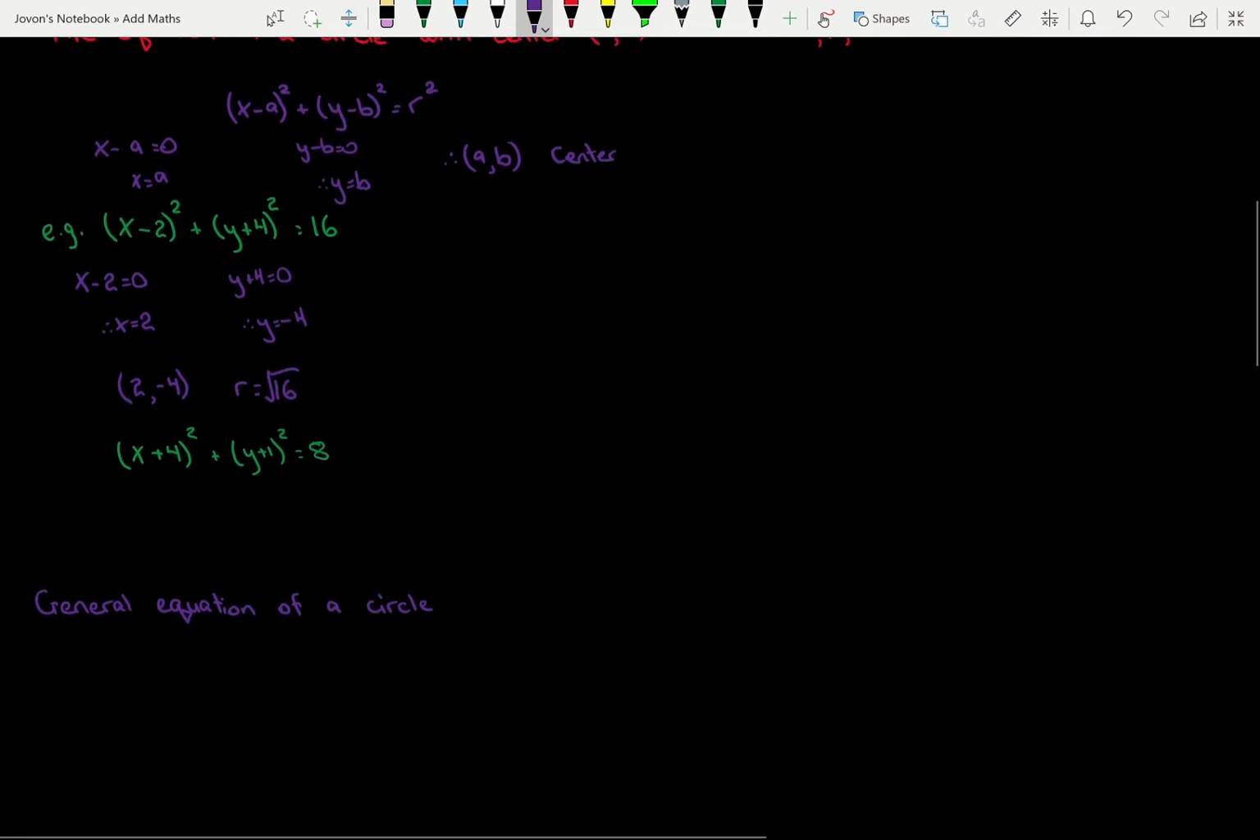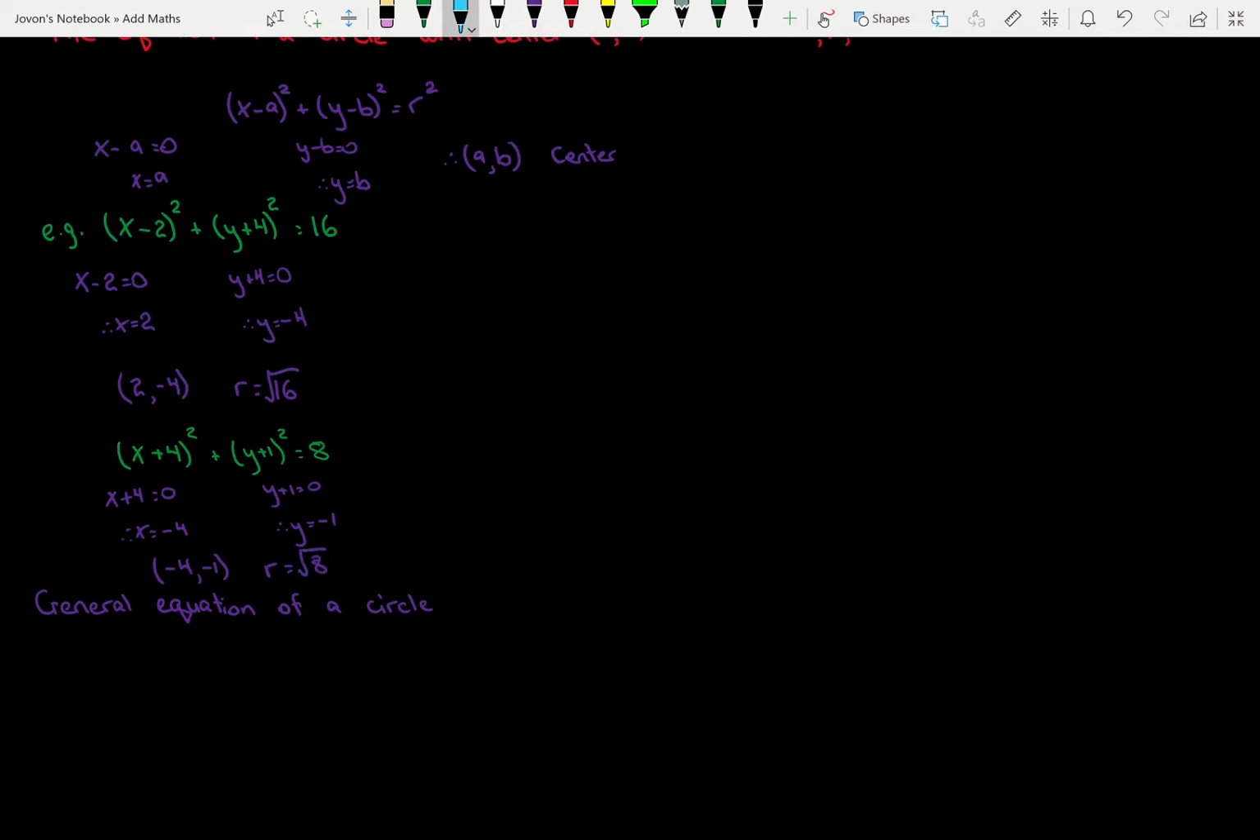For the equation below, again we have x plus 4 is equal to 0. Therefore, x is equal to minus 4. We have y plus 1 is equal to 0. Therefore, y is equal to minus 1. So the center is minus 4 comma minus 1. And the radius r is equal to the square root of 8.